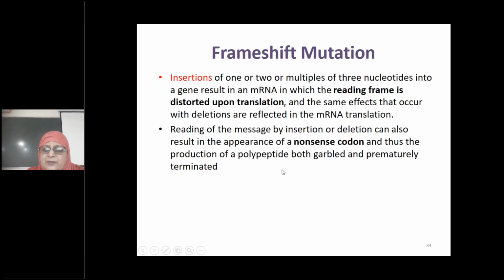Now, insertion of one or two nucleotides, or multiples other than 3, into a gene will also result in an mRNA where the reading frame is distorted upon translation, and the same effects that occur with deletions will also be reflected in the mRNA translation. Reading of the message after either an insertion or deletion can also result in the appearance of a nonsense codon. When the reading frame reads, it may read a stop codon. So it results in the production of a polypeptide that is both garbled and prematurely terminated.